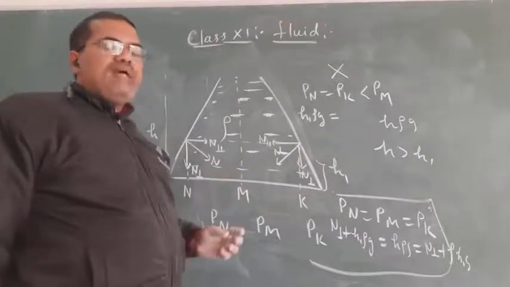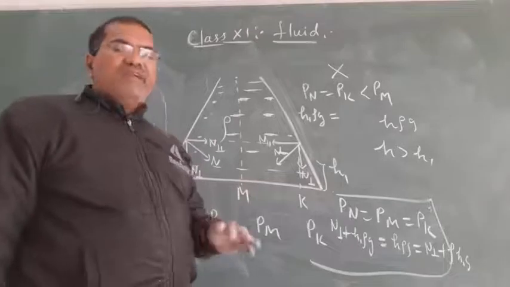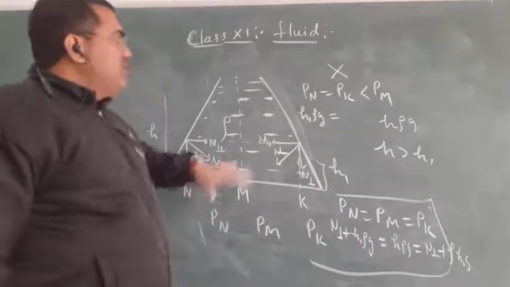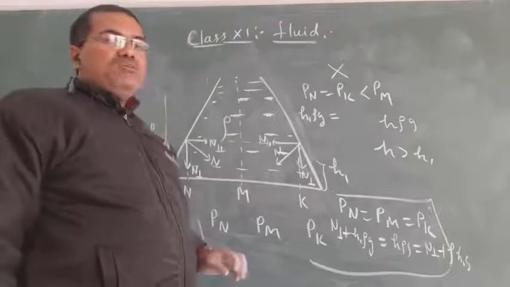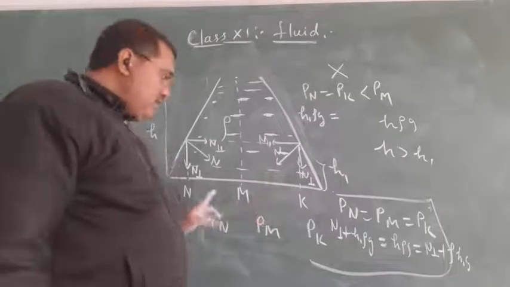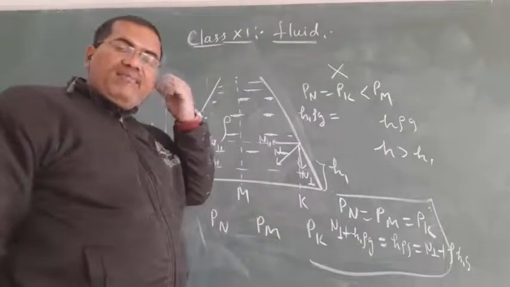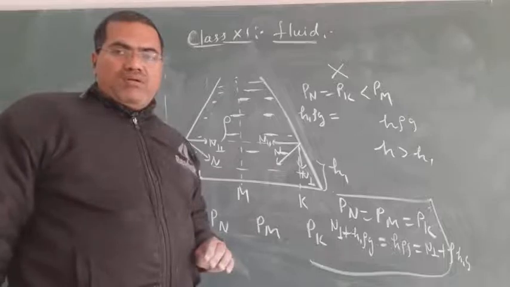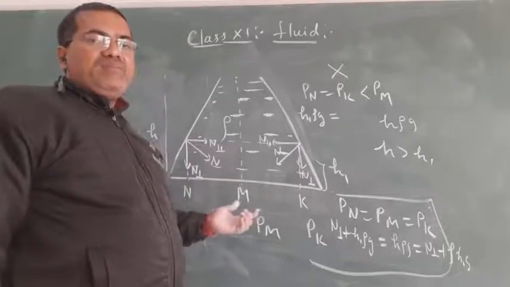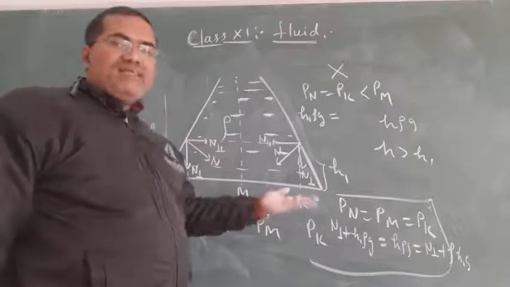And you also know that liquid flows from higher pressure to lower pressure. But here the liquid is in equilibrium, so pressure will be the same. If pressure at any point were higher, then definitely the liquid would flow. But here the liquid is at rest, that is, in equilibrium. So pressure is the same everywhere at the same level.